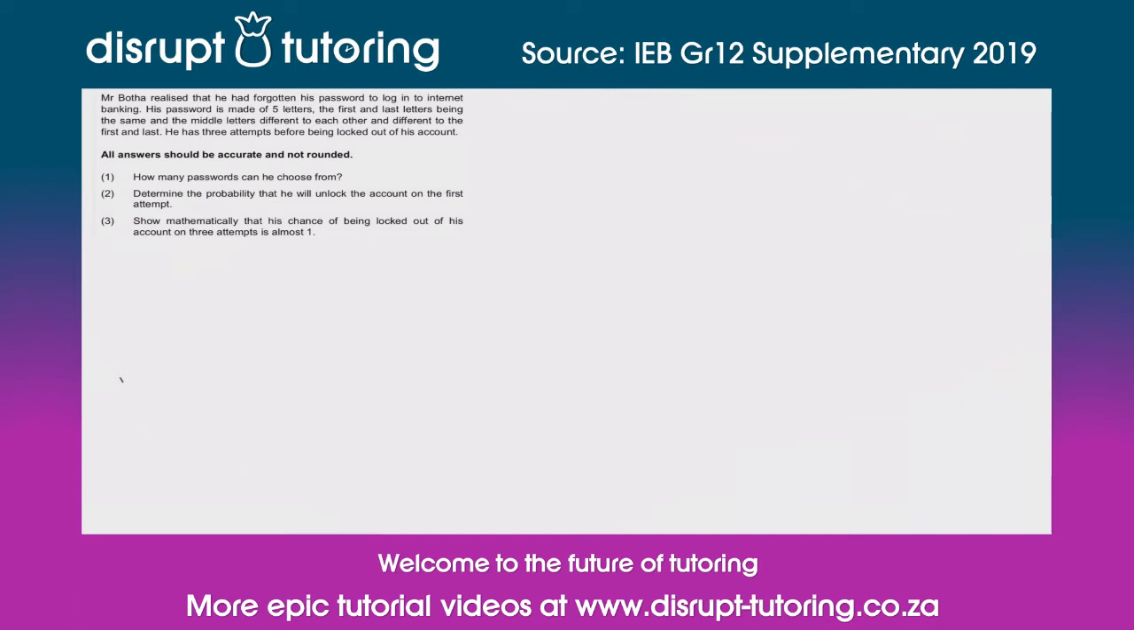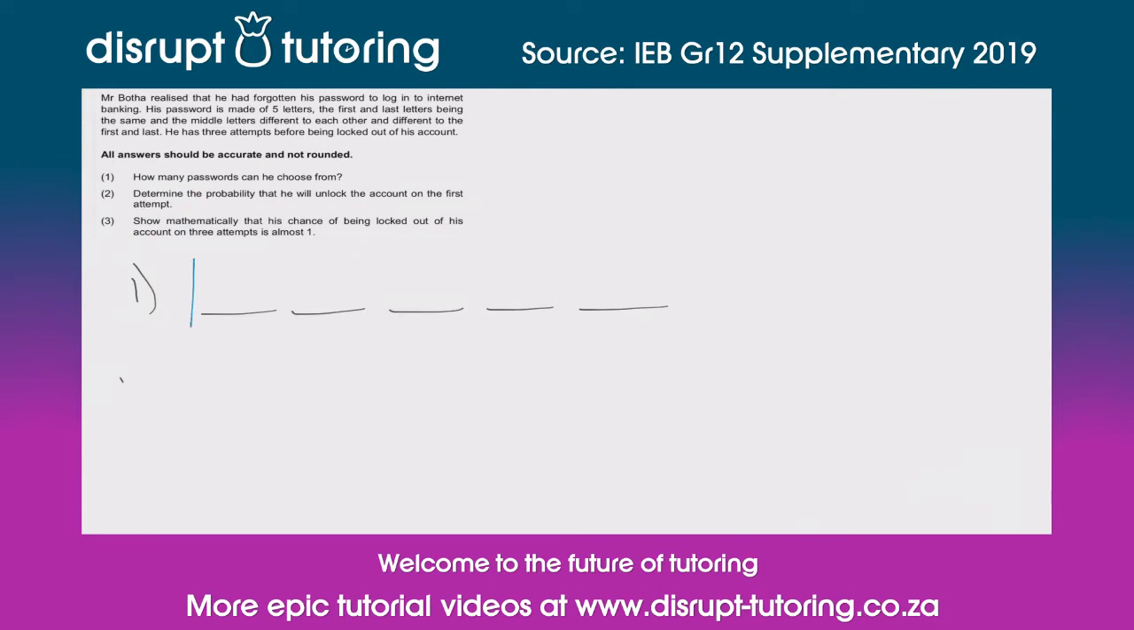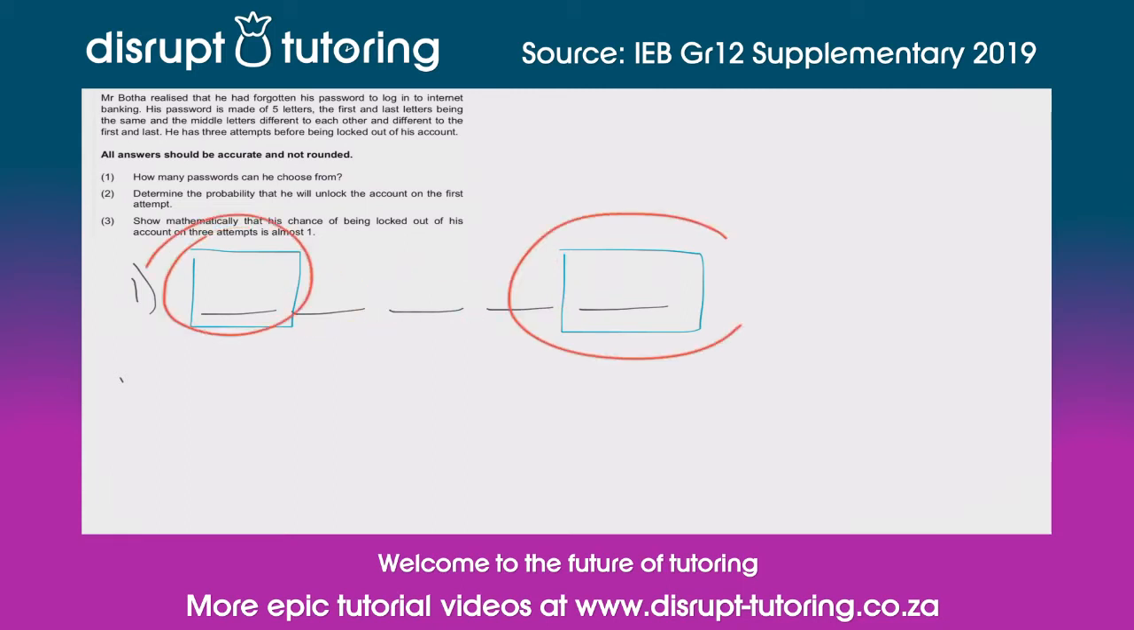So that's a basic counting method type question. We start off by giving ourselves a feel for it, so we've got 1, 2, 3, 4, 5. Those are the potential letters that he can choose from. We've also been told that the first letter and the last letter are the same. They've also told us that these are different to these, as well as to each other. So very important information for us to remember.